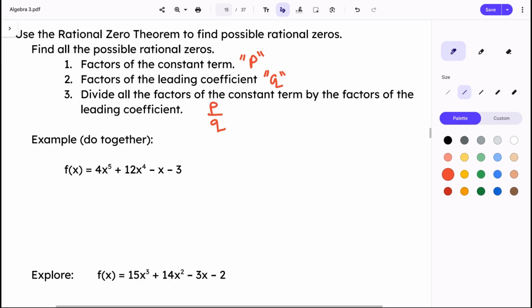So let's do an example here together. Looking at this equation, 4x to the fifth plus 12x to the fourth minus x minus 3. What is my constant? What's the number with no letter attached? The negative 3. Now, I don't really need to worry so much about signs right now, so I'm just going to focus on the 3. And what would be my leading coefficient? 4. So 3 is my P, 4 is my Q.